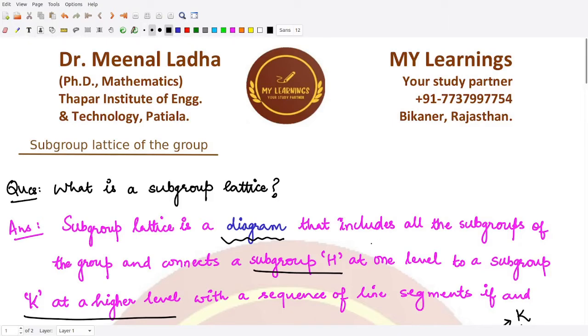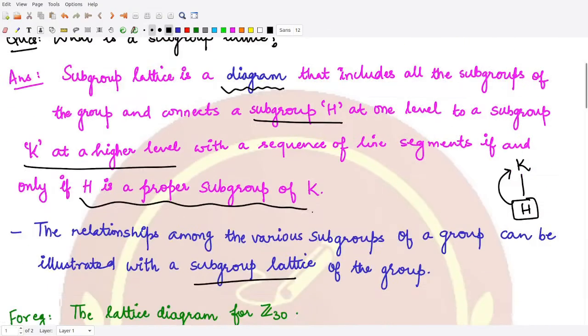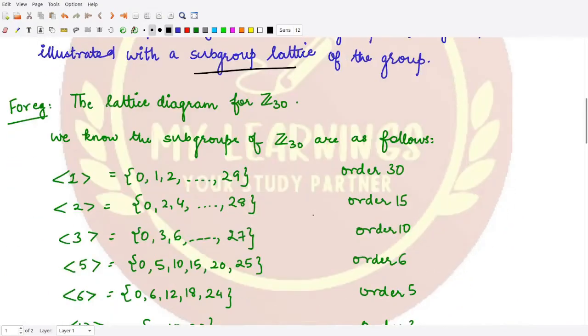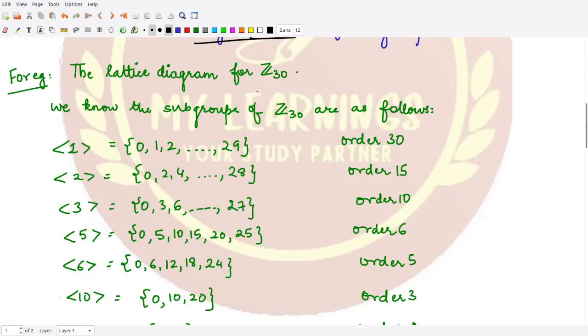This is a very convenient way to look at all the subgroups of a group. Why? Because by having just one glance at this lattice, we are able to identify all the subgroups and their relationships with each other. Right? As an example, let's consider the lattice diagram for Z30.